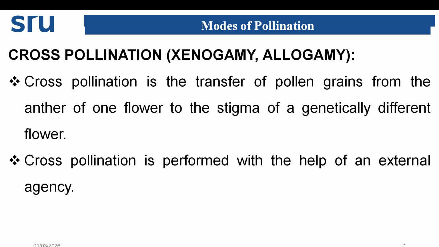Then next we will see cross-pollination. It is also called xenogamy or allogamy. Cross-pollination is the transfer of pollen grains from the anther of one flower to the stigma of a genetically different flower. Cross-pollination is performed with the help of external agencies, as we have seen during classification.